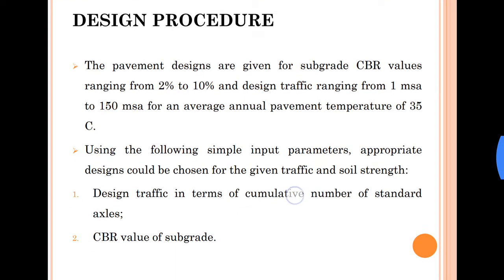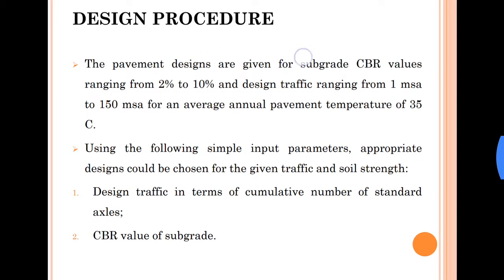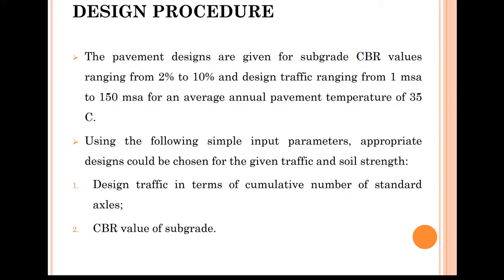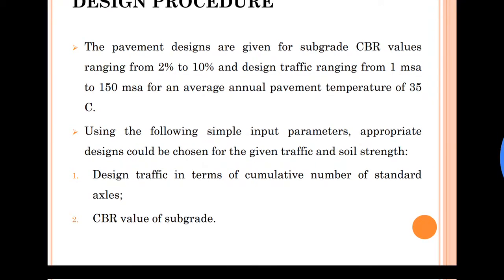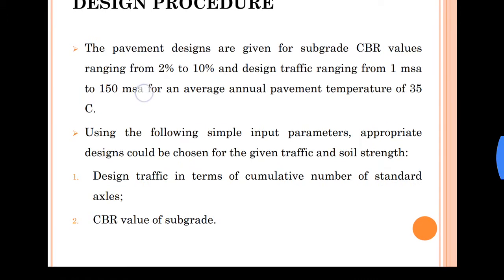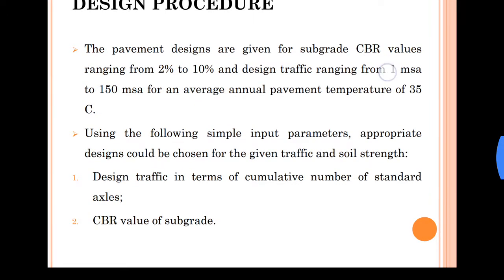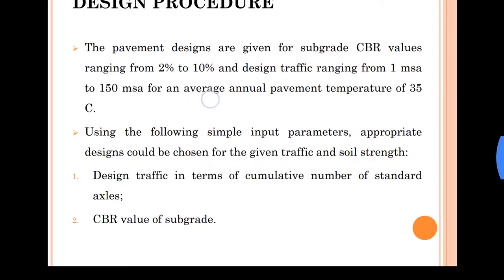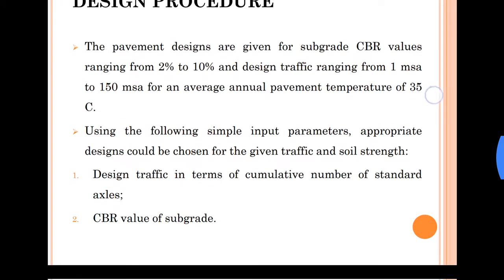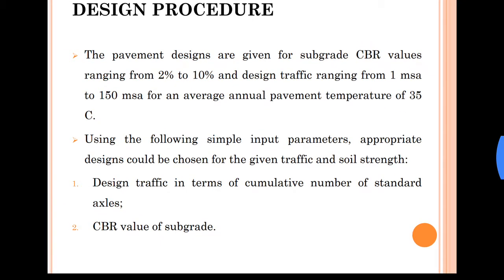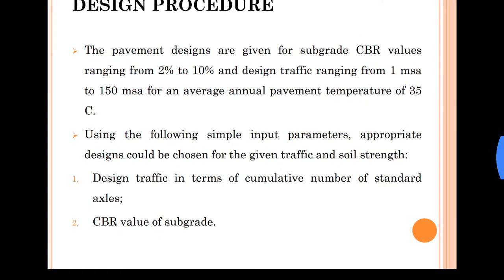So the design procedure. The pavement designs are given for subgrade CBR values ranging from 2% to 10% and design traffic ranging from 1 MSA to 150 MSA, where MSA is million standard axles, for an average annual pavement temperature of 35 degrees centigrade. So this is considered as the average temperature for design. Okay, average temperature of pavement.